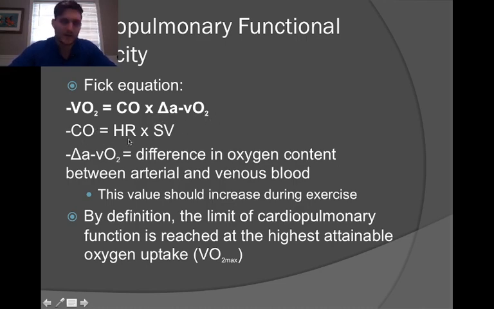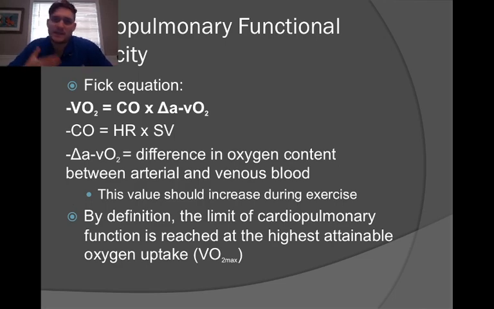And so again, cardiac output is heart rate times stroke volume. That's how we determine how much blood is being delivered. And again, this delta stands for difference, arterial minus venous O2. That's the difference in oxygen content between the arterial and venous blood. And when you think about it, both of these values are going to increase during exercise.